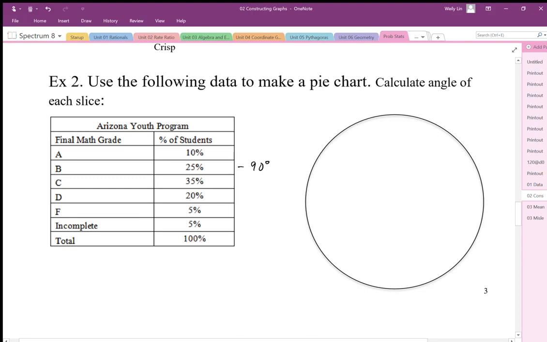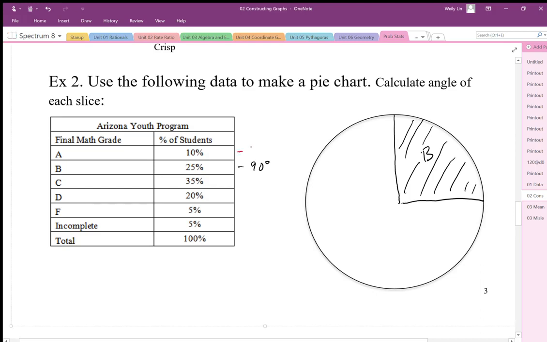Okay, and the final math grade of B is going to be 25%. I know that's going to be a quarter. So this is my B grade, and that's a good place to start. That's 90 degrees. So I'm going to go for A's here. In this class, there's only 10% A's. That's going to be 36 degrees. So 36 degrees is going to be something about here.